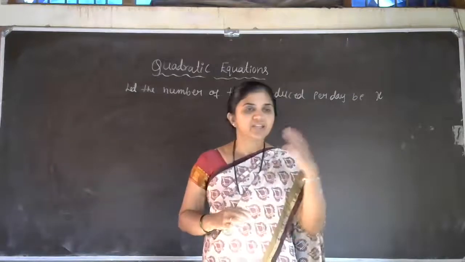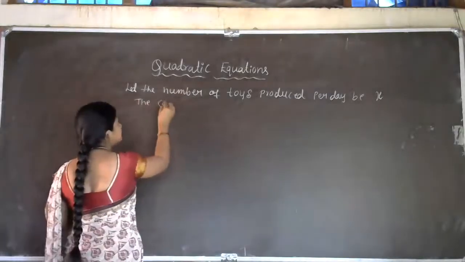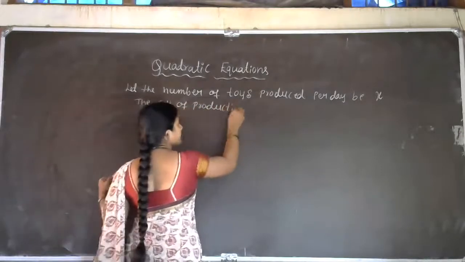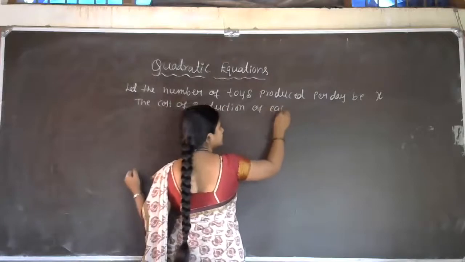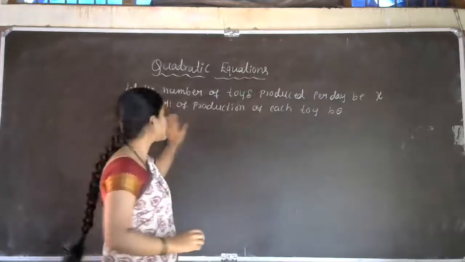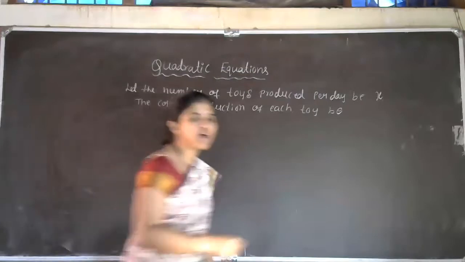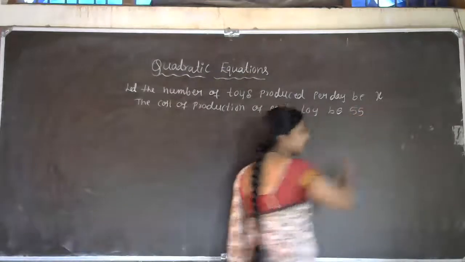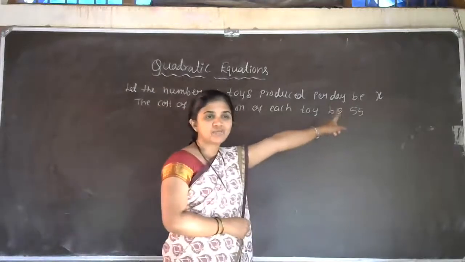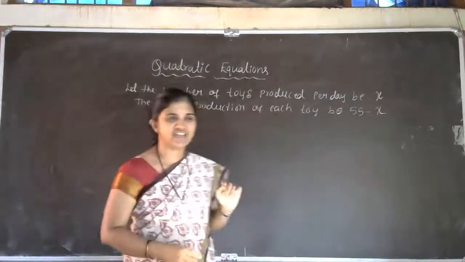Next step is the cost of production of each toy. Let the cost of production of each toy be, that is given as 55 minus the total number of toys produced per day. So we are taking the total number of toys produced per day as x. So the second step is 55 minus x. Got the idea of this one?